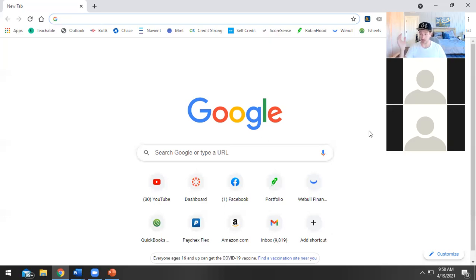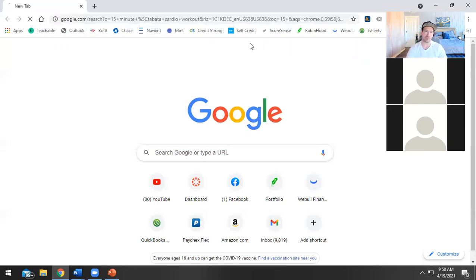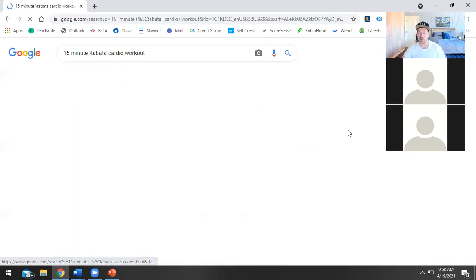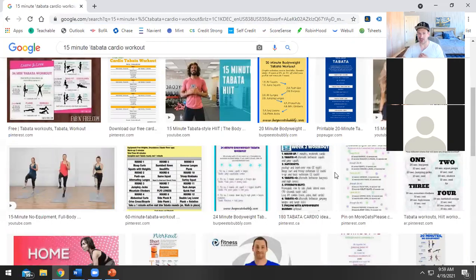Do it back and forth. Boom, 4 minutes, you're done. You know exactly how long it's going to take. It's a super handy tool. But the thing that I pulled up, this thing right here, this was 4 days of Tabatas.